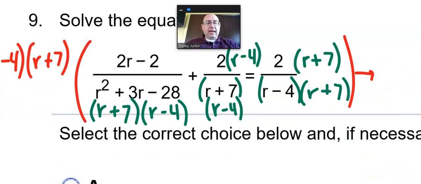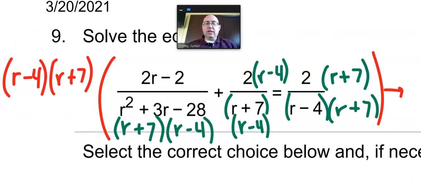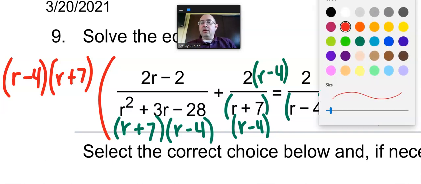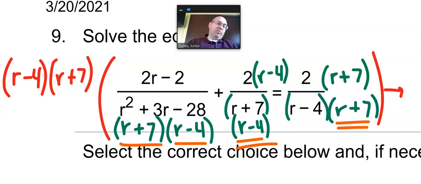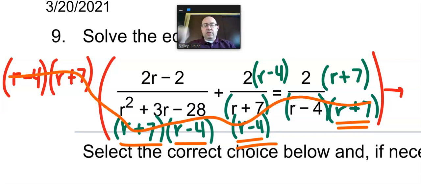If you take a look at this one right here, I factored the denominator r squared plus 3r minus 28 into r plus 7 and r minus 4. Then I started to go through and say, what's this denominator missing that the other one has? Well, this one was missing an r minus 4, this one was missing an r plus 7. So, of course, I did the whole top and bottom thing. Now they all have the same denominator. I can multiply by r minus 4, r plus 7, and get rid of all those denominators.